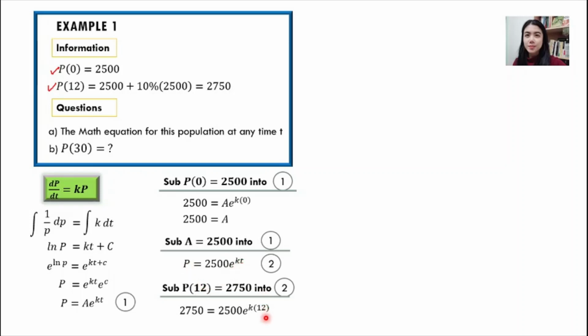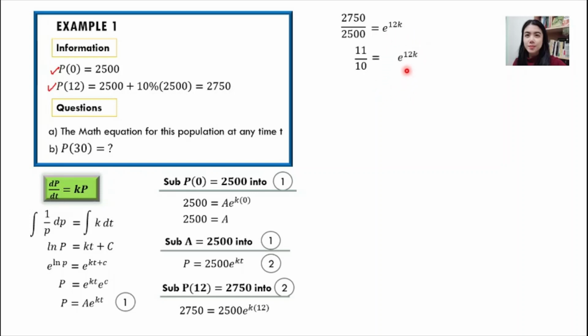Okay, so we substitute here. Let's just simplify it. We can bring this 2500 to the left hand side, so we have 1750 divided by 2500. For the right hand side, you will have this one e to the power of 12k. For the left hand side, if you simplify, you have 11 over 10. For the right hand side, we have the same thing.